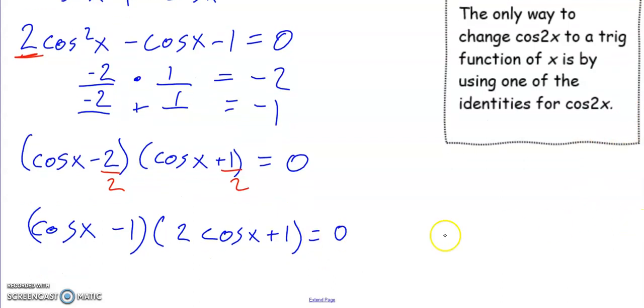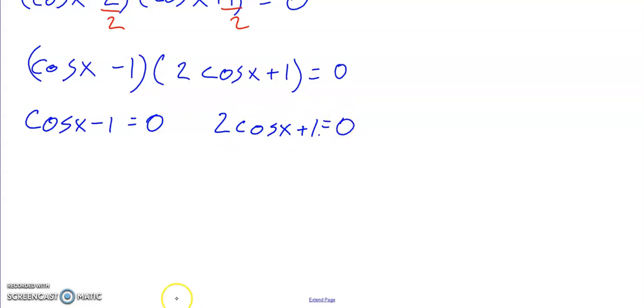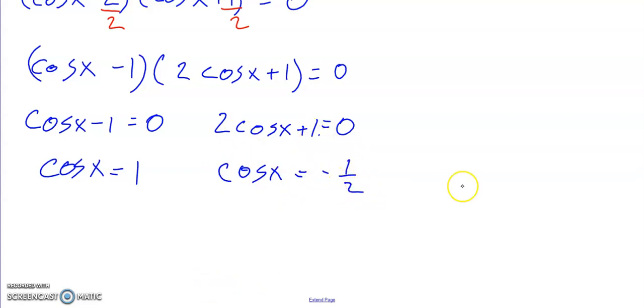We are going to use our 0 factor property, which says if 2 factors multiply to give me an answer of 0, one of them, if not both of them, need to be a 0. This lets me solve for x in both cases to get this cosine x by itself. And then here I am going to get the cosine x by itself. I'm going to subtract 1 and then divide by 2. So I'm going to get negative 1/2.